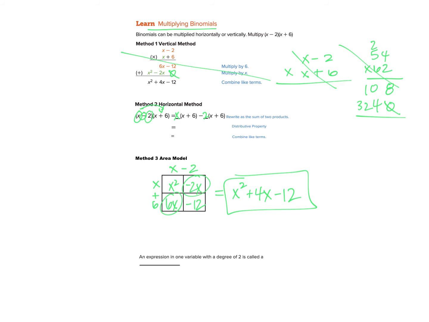All right, then this is a new vocab word, but anything that looks like this is actually called a quadratic. Okay, basically a quadratic, here's the definition down here. It's an expression in one variable. You can see this is working with one variable. It's got an x with a degree of 2. This is the second degree, right? That's called a quadratic. So we're going to be working with quadratics a lot this chapter and the next chapter.